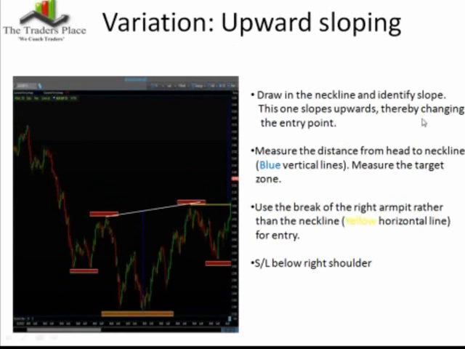This changes the entry point. Because it's sloping up, the longer we wait for the breakout, as that trend line slopes up and up and up, the price is getting further and further away, and by that time you could have missed 20, 25, maybe even 50% of the expected move. So what we do in this example is, when the right armpit is broken, you can see it on the right-hand side there, we use that as an entry trigger as opposed to the usual neckline trade. The stop loss remains below the right-hand shoulder.